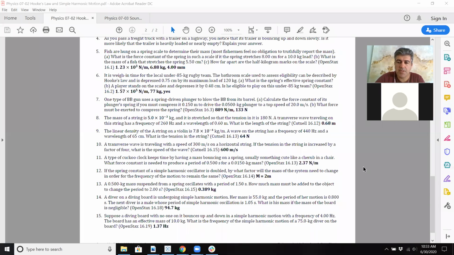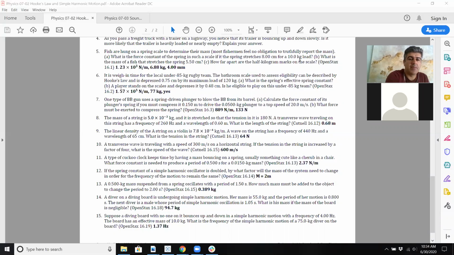The first person I see, Justin, first on my list. So you're gonna help me out with part A. So let's actually read through this first. Fish are hung on a spring scale to determine their mass. Most fishermen feel no obligation to truthfully report the mass. I don't fish, but I know that's kind of a sense of pride if you catch a fish that's really heavy. What is the force constant of the spring in such a scale? The spring stretches 8 centimeters for a 10 kilogram load.